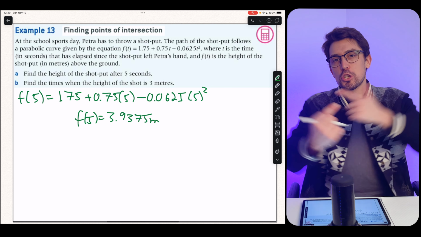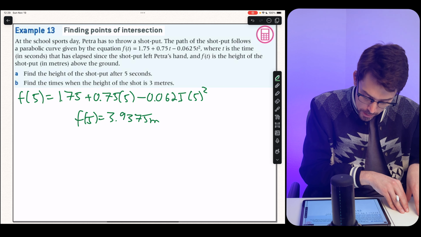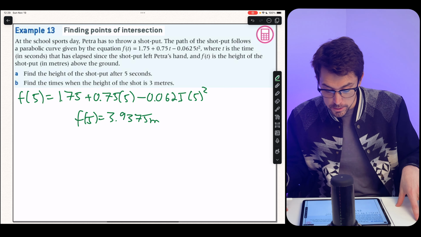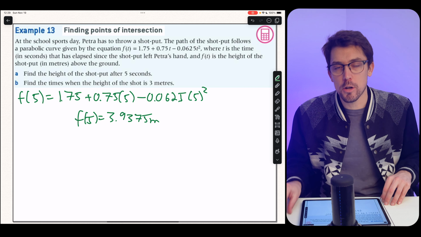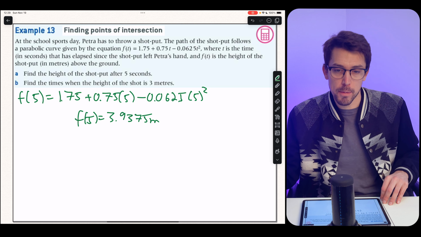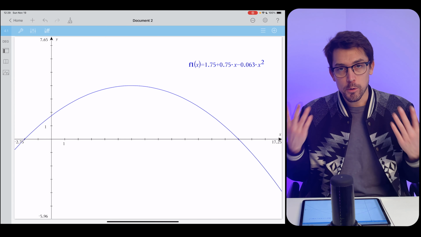Now, what happens if we switch this? So what I mean is that we want to find the time, we want to find the input when we know what the output is. So what are the times when the height of the shot is 3 meters? When is this thing going to be at 3 meters above the ground? What you need to do here is you need to go ahead and graph this.